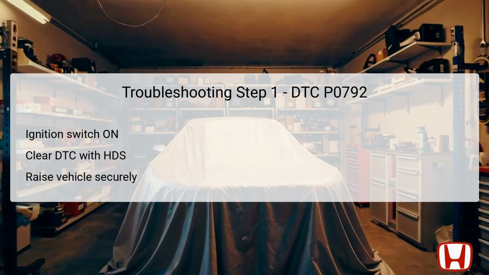In the first troubleshooting step for DTC P0792, begin by turning the ignition switch to on, which activates the vehicle's electrical systems but does not crank the engine. If the vehicle is equipped with a start-stop button, press it to enter the on mode. Next, use the Honda Diagnostic System, HDS, to clear the DTC from the system. Clearing the code is essential for refreshing the ECU's data, allowing you to perform new tests without historical data influencing the results.